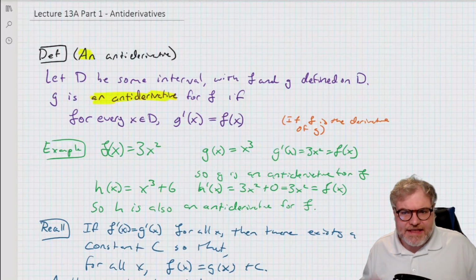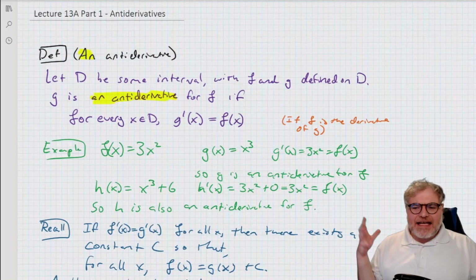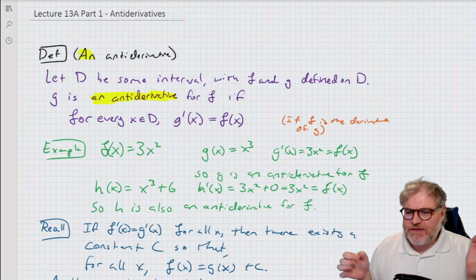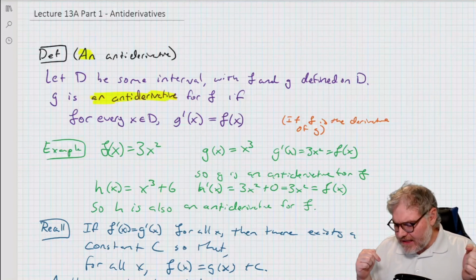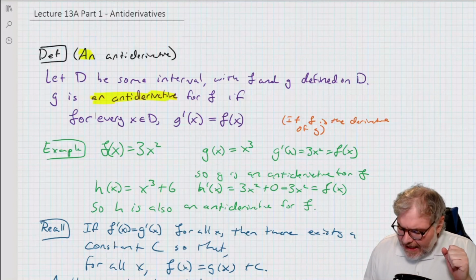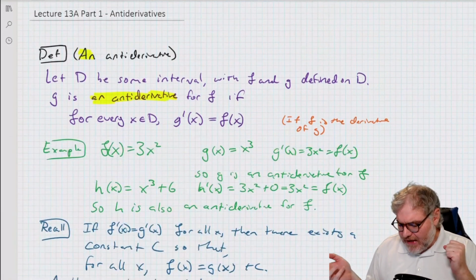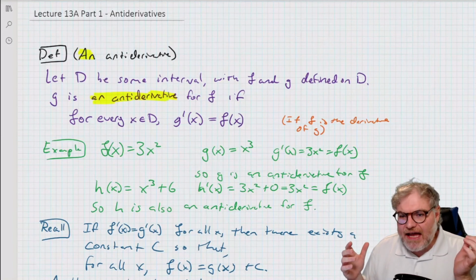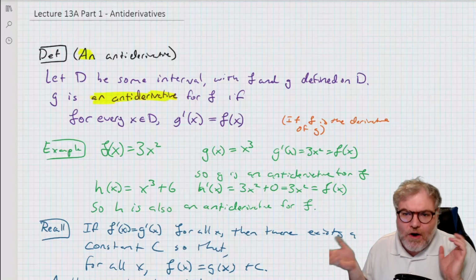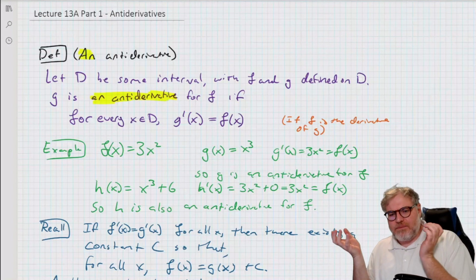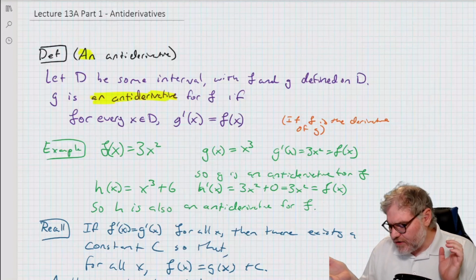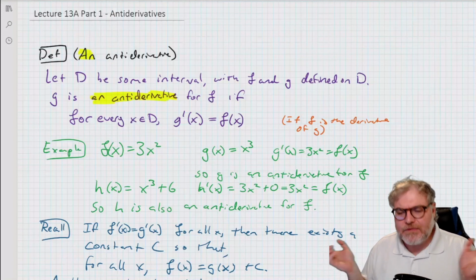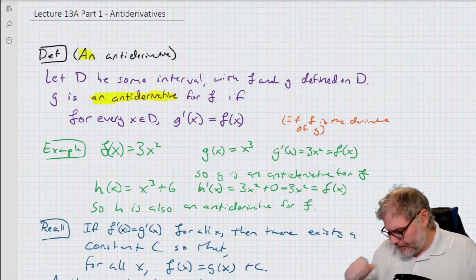So let's put some of this together. Let's give some definitions. An antiderivative is just some function whose derivative is the function I'm after, right? So if I want an antiderivative for f, g would be an antiderivative if g prime of x equals f of x. So for example, if I have f of x equals 3x squared, then g of x equals x cubed would work, right? But so would x cubed plus 6. So I've already talked about the fact that I'm going to have an infinite number of functions, all differing by a constant, whose derivative is the function I'm looking for.